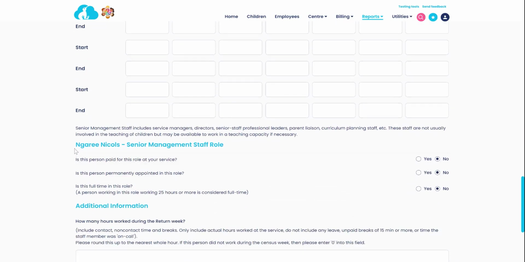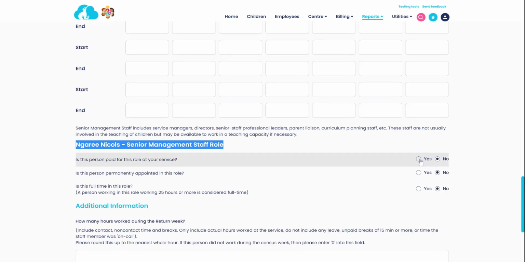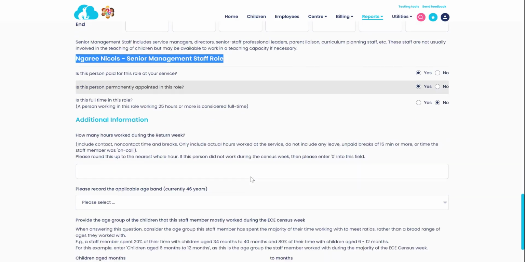Now here is the question regarding her second role census week, which was her senior management role. Is she paid for this service? Is she permanently appointed? And is she working full-time in this role? 25 hours or more is considered full-time. So I'm going to select no to that particular question.